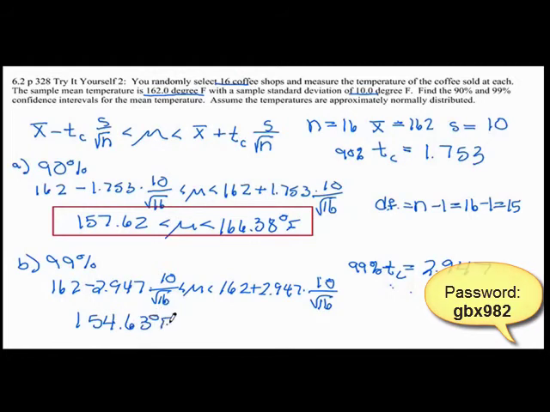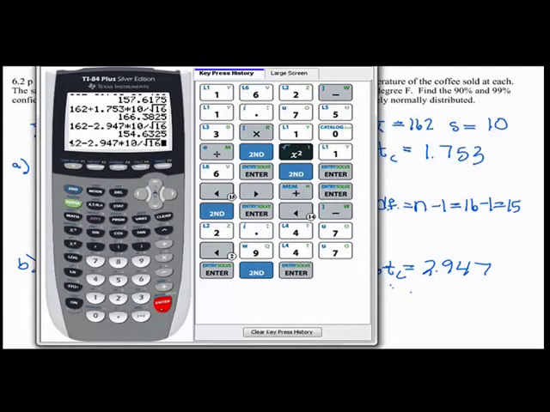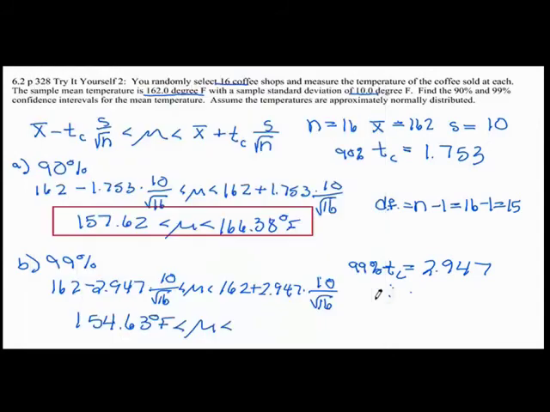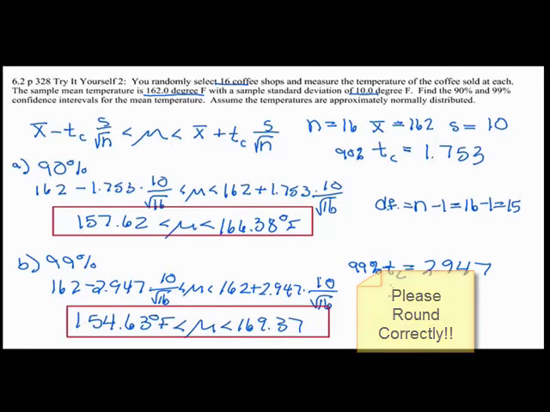Degrees Fahrenheit is less than mu is less than. Then we'll go back, second enter, and change that minus back to a plus. That gives us 169.3675, which rounds up correctly to 169.37. And so those are our two confidence intervals, for the 90% and the 99%, for the temperature of the coffee.